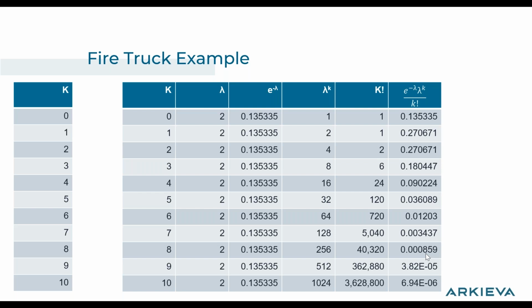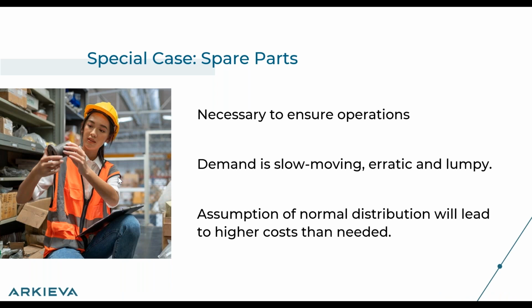Now, this has nothing to do with safety stock. So we still need to think about converting this to safety stock. Let's take an example where this might apply. Many of you might be in businesses where you sell spare parts. The spare parts are obviously connected to the original equipment that was sold, machinery, and without the spare parts, those machines will break down eventually. So the spare parts are necessary to ensure operations.